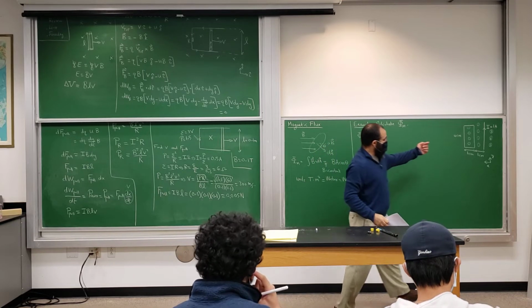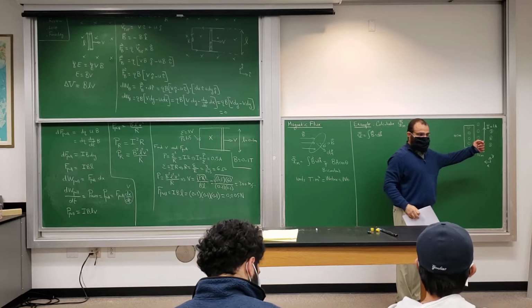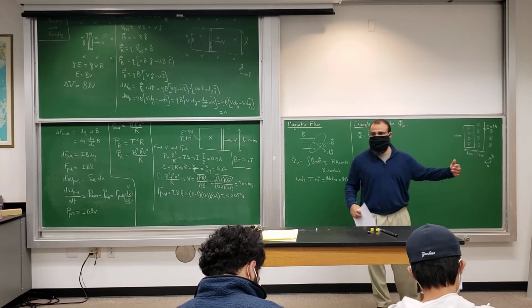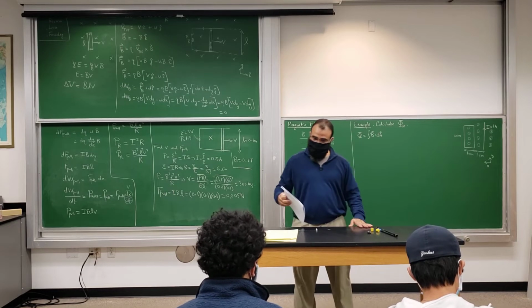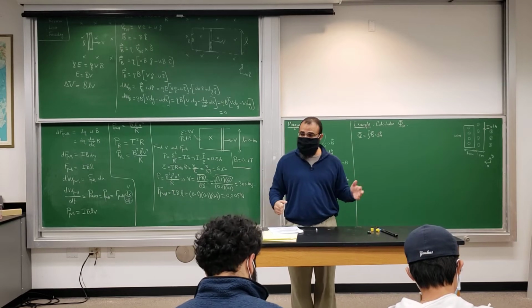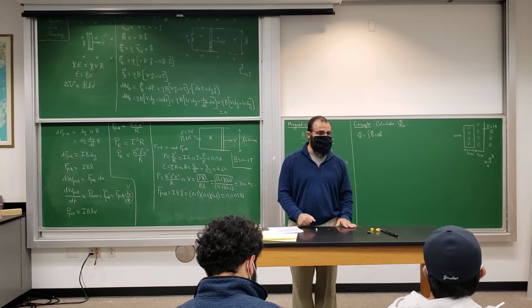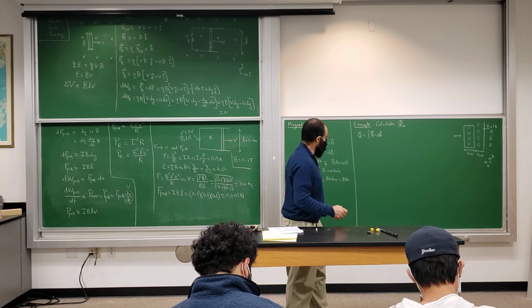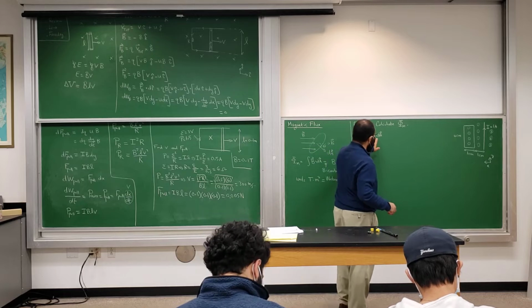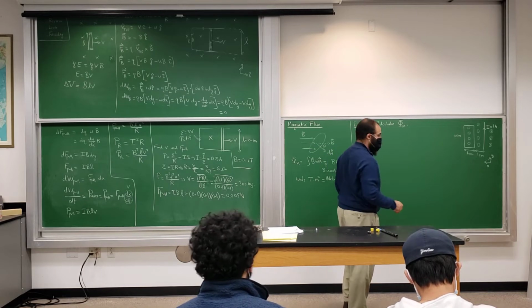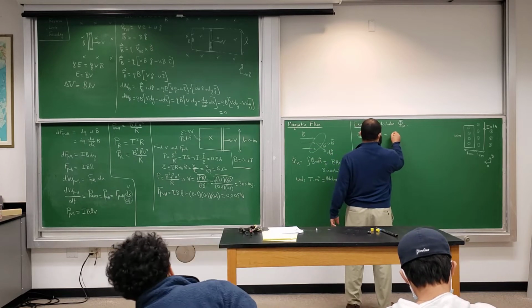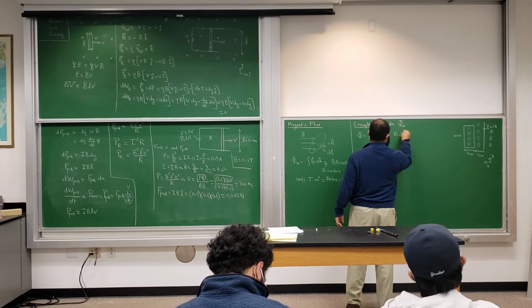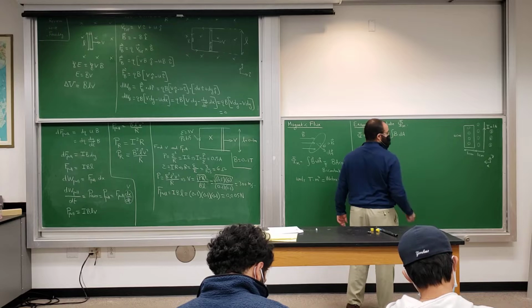But let's say dA points outside, and the magnetic field also points outside. So what's their dot product? Cosine of 0 degrees, which is 1, right? They are parallel to each other. So the dot product would simply be B times dA. Okay, that's the magnetic flux.